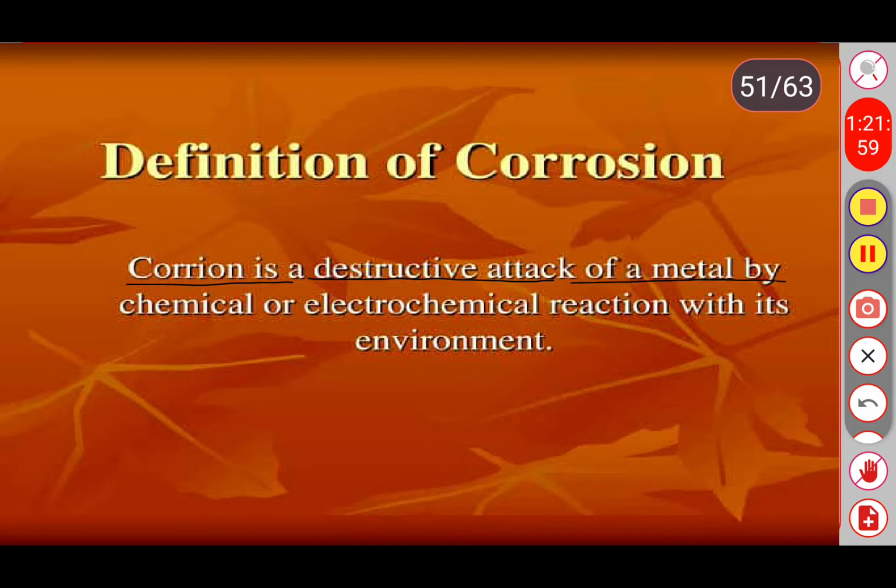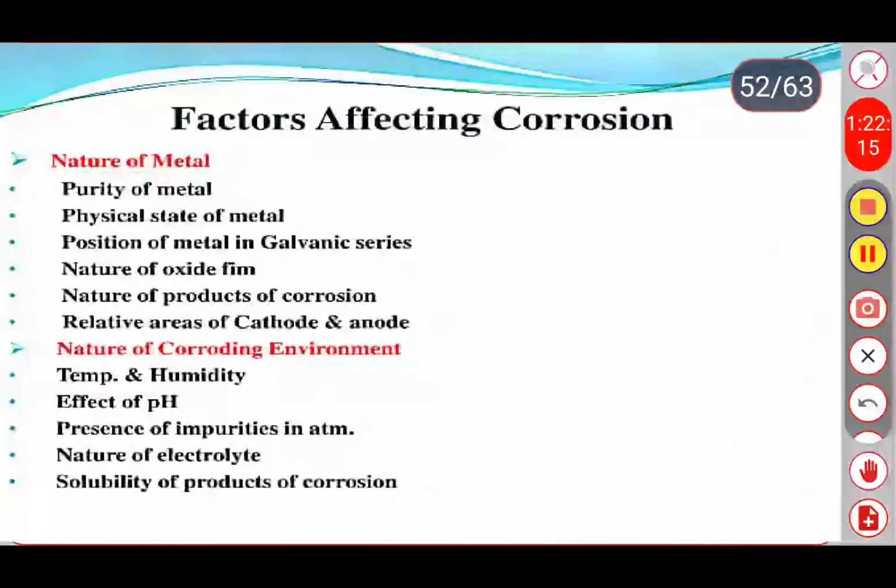Now, what are the factors affecting corrosion? See one by one. The main factors are the nature of the metals and the nature of the corroding environment. First, in the nature of the metals, we lose the purity of the metal. When we expose any type of metal for a long time, it will get rusted. It means it loses its purity.